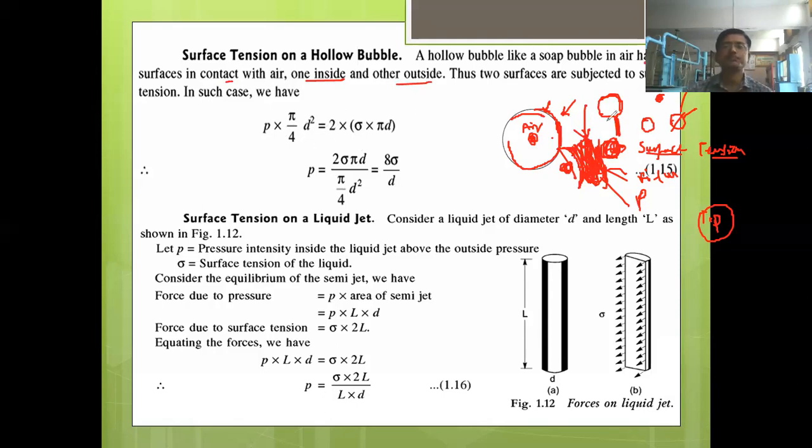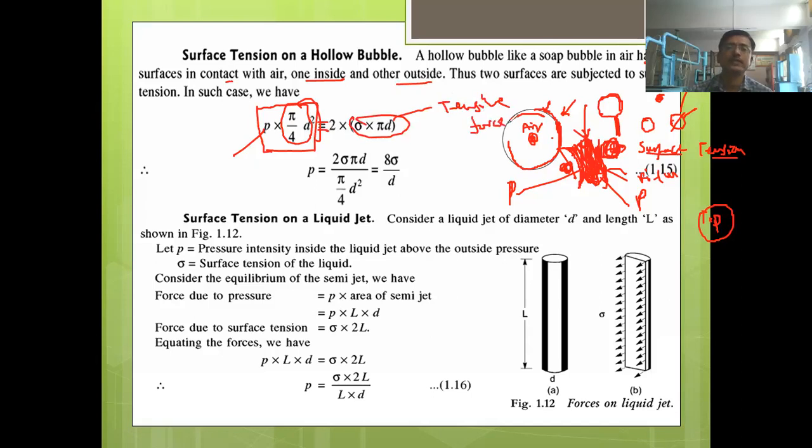Pressure intensity we are denoting by the letter P only. So P is equal to the pressure intensity, and the pressure force will be the pressure intensity multiplied by the surface area of the circle, pi by 4 into d square. Now it must be equal to 2 into sigma pi d. Sigma pi d is nothing but the tensile force.